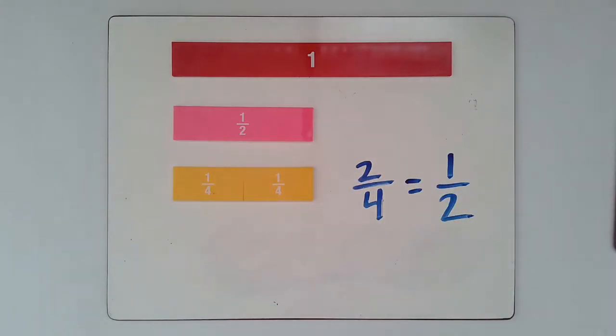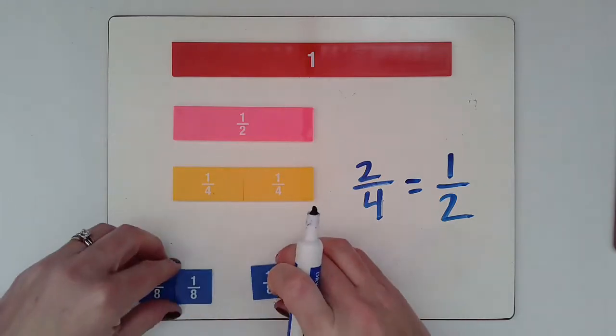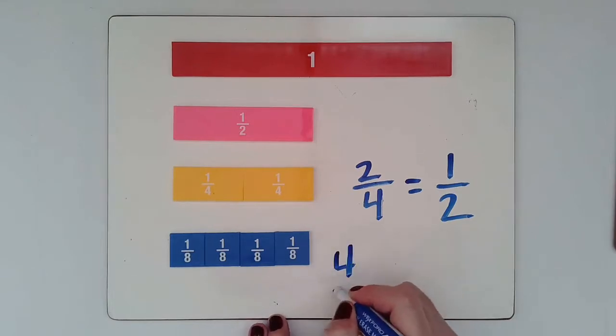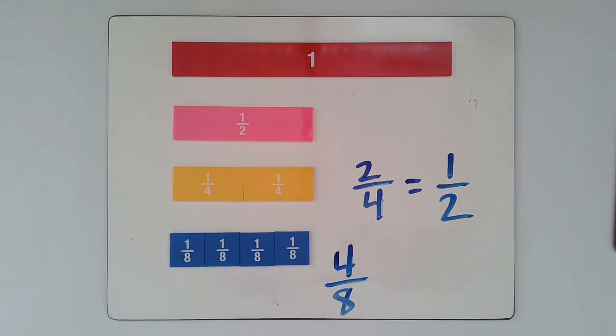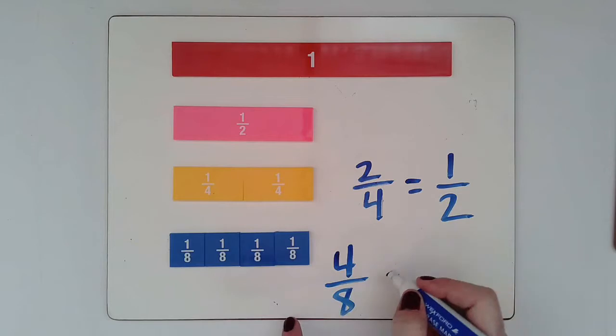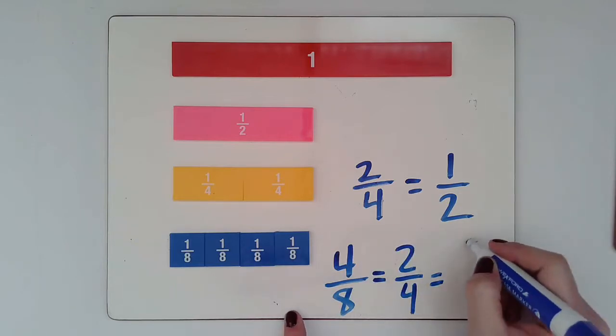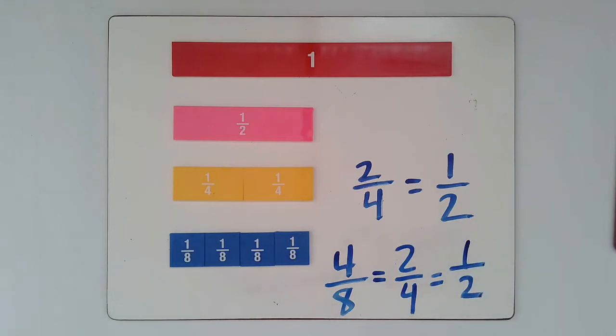Okay, let's take a look at another example here. I can have 4/8. Okay, and I know that 4/8 is equal to 2/4. And I know that 2/4 is also equal to 1/2. So this is one way that you can determine equivalent fractions, by using a bar model here, just to show you. These are of equal amounts. Okay.